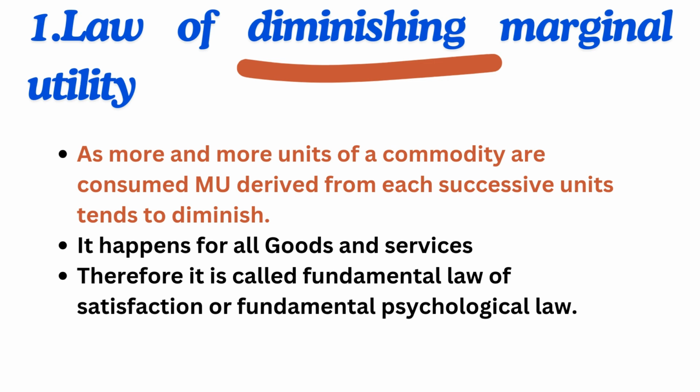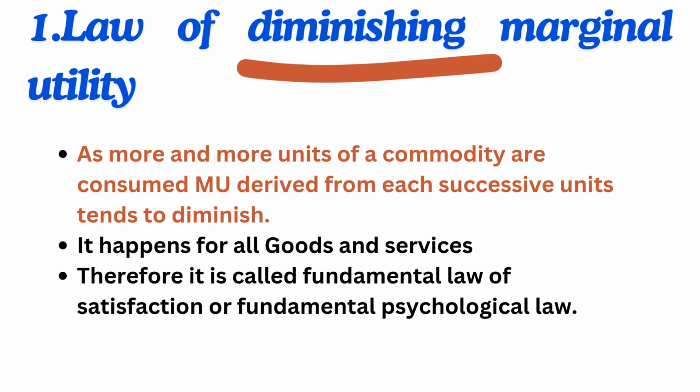Learners, if you recall the earlier video in which we defined the relationship between TU and MU, the number one point was also this. It was followed by the sentence that it can even become 0 and negative. This is what the law of diminishing marginal utility defines: as more and more units of a commodity are consumed, the MU derived from each successive unit tends to diminish.